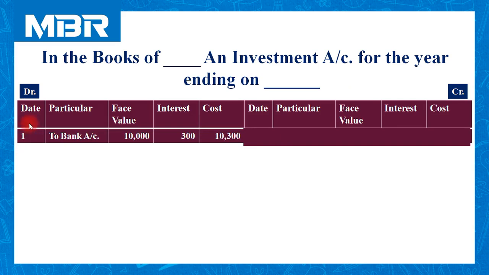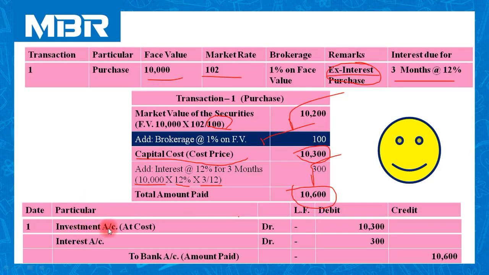Instead of date, I have inserted transaction number 1 over here. Particular. What was the journal entry? Journal entry was, check it, investment account debited 10,300, interest account debited 300 to bank account 10,600.